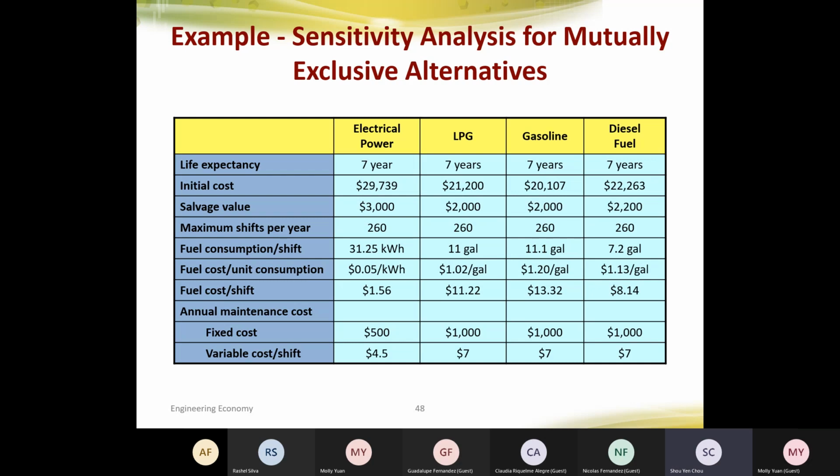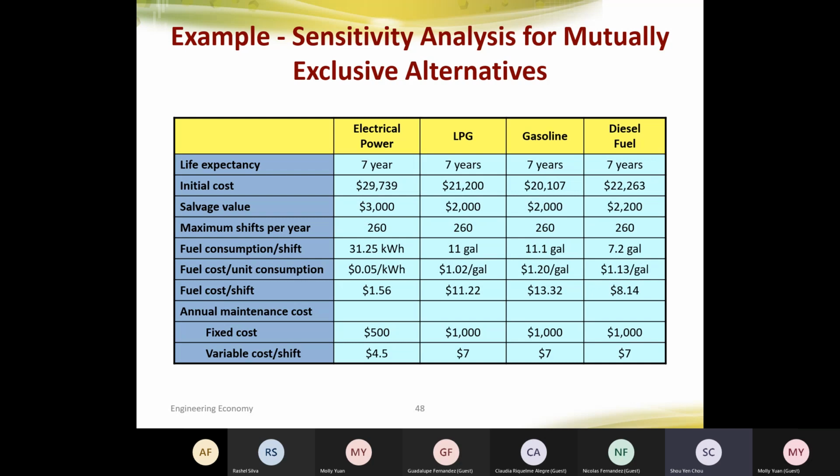However, one thing we are not sure about is that we assume the shifts per year is 260, but it could be higher, it could be lower. Okay, so we want to see, if we increase or decrease the shifts, what will be the consequence for our decision on these mutually exclusive alternatives? Again, they have different numbers.